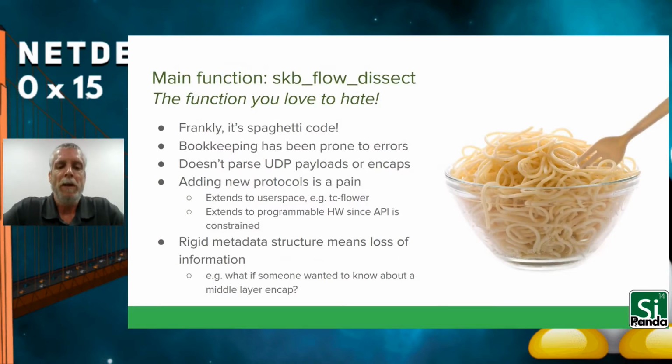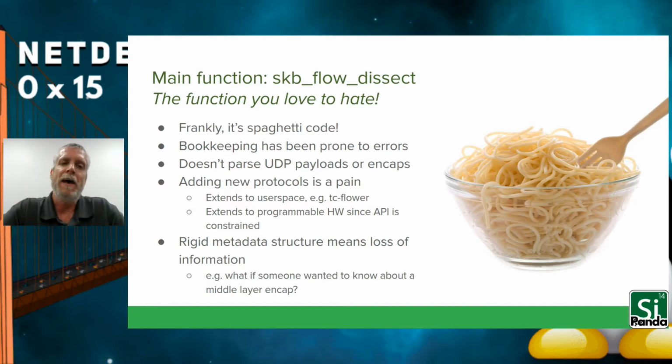So flow dissector and SKB flow dissect, it's a very powerful, very impressive function. It's probably one of the most complete and efficient parsers in networking today. However, I like to view it as a function you love to hate. And why is this? Well, first of all, flow dissector, I think by any standard, we have to call it spaghetti code. It is really, really hard to write what is fundamentally a parse graph and effectively a finite state machine as a sequence of imperative code that looks reasonably structured for the problem.